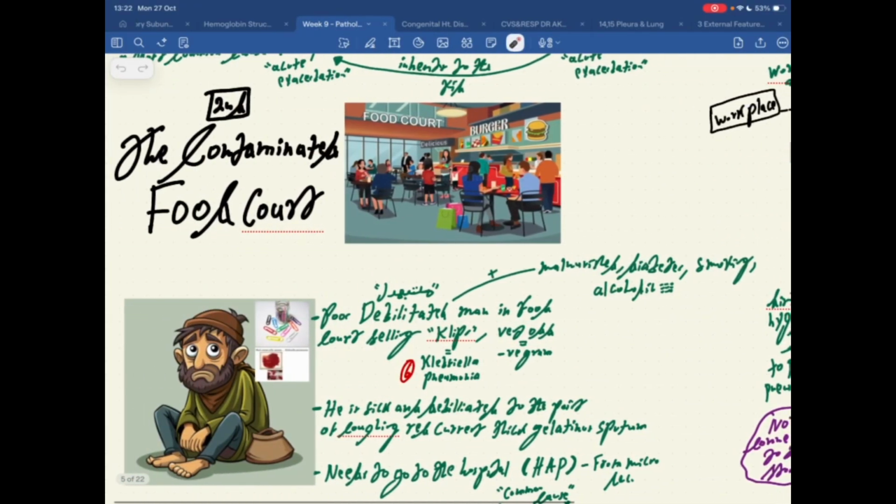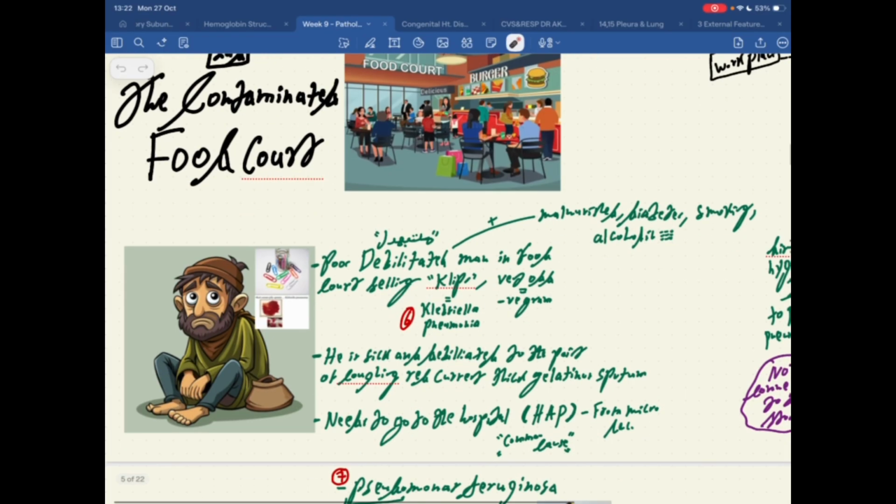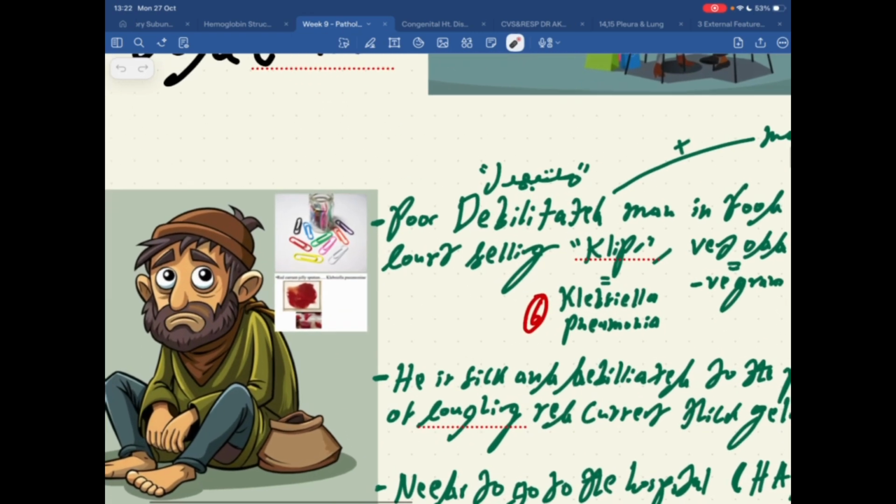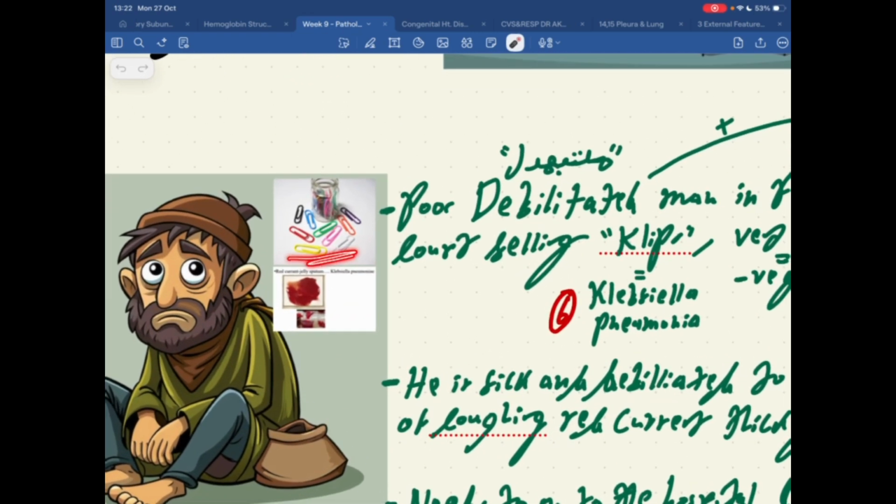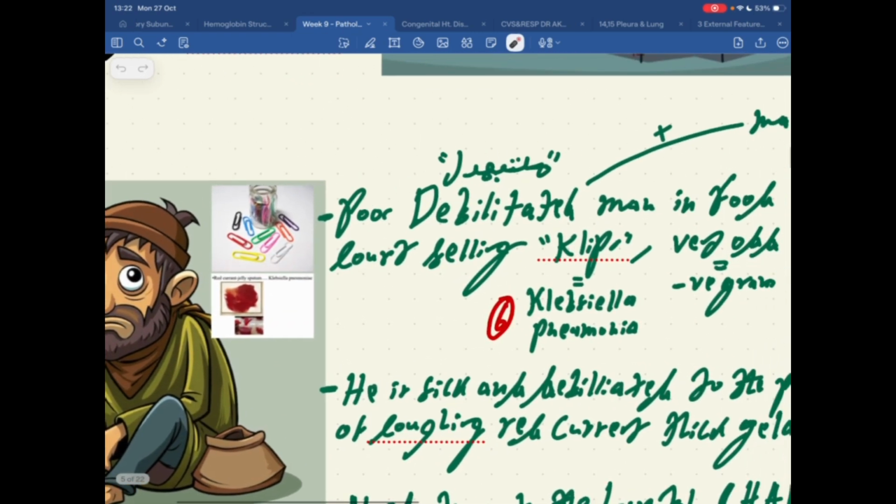Okay? When they enter the food court, something very odd happens. They see something very weird, something very odd. There was a poor man there, okay? And he was selling clips. You know the paper clips? The clips.